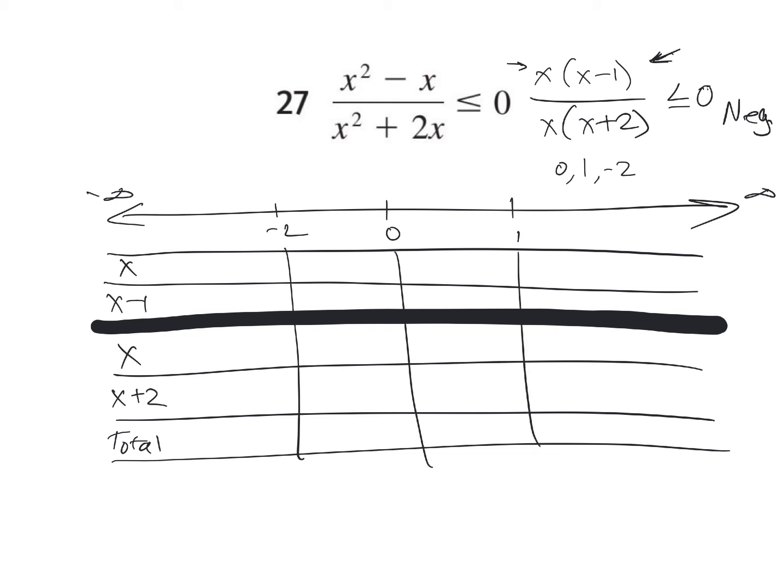All right, less than negative 2 is going to be negative. Negative 3 minus 1 is negative. Negative again on the bottom. Negative 3 plus 2 is negative. All that's going to give you a positive. So we're not looking for those.